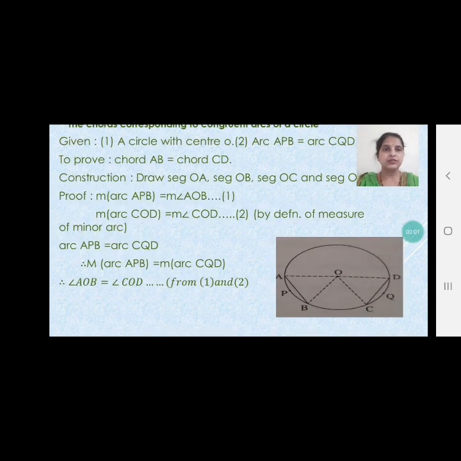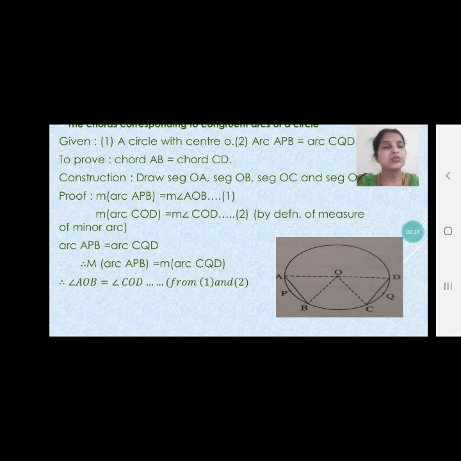So here are theorems based on arcs of the circle. The very first theorem is the chords corresponding to congruent arcs are congruent. So here what is given to us is arcs are congruent, that is arc APB is congruent to arc CQD. This is given to us. What we have to prove? We have to prove that chord AB is congruent to chord CD.